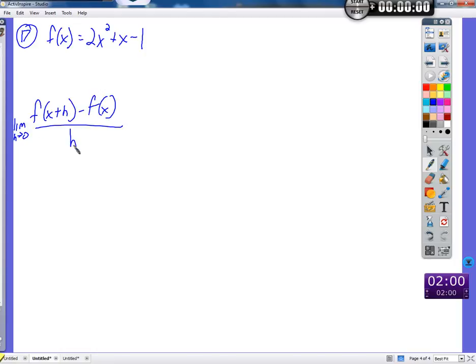Go for it. Wait, is this the derivative at a single point? Or is this the derivative of the function? So in the end, what you would have is a new function with x in it that now tells you the slope at any point.